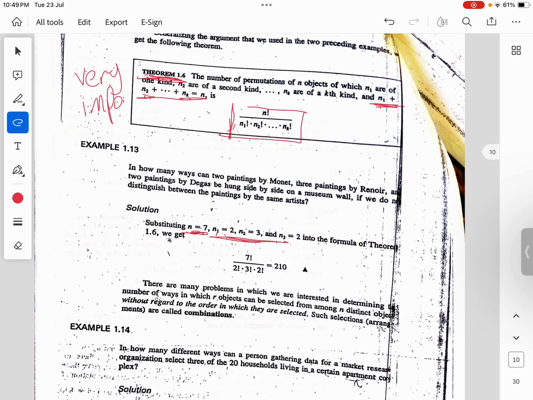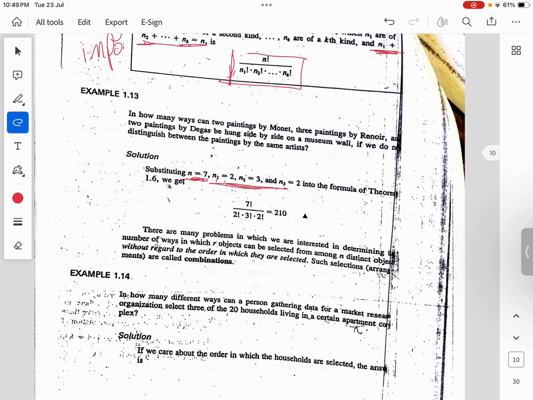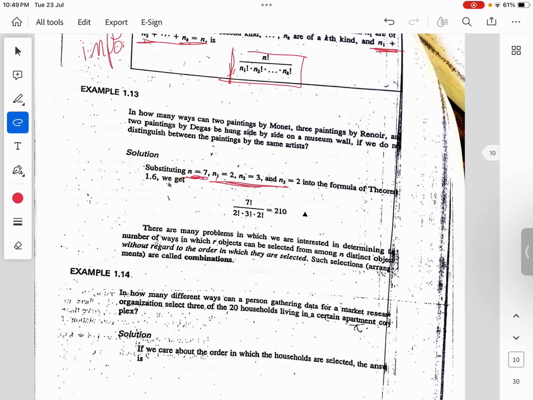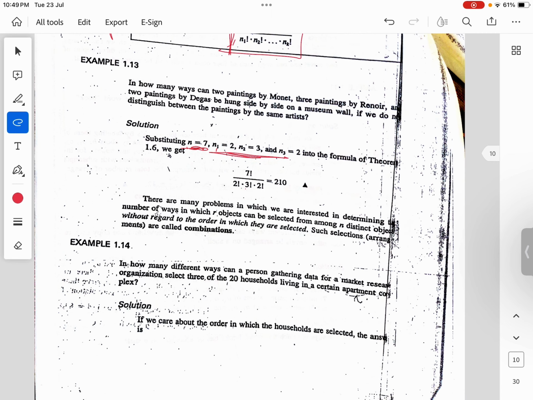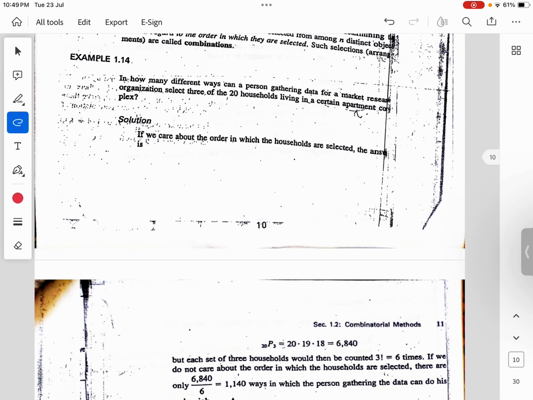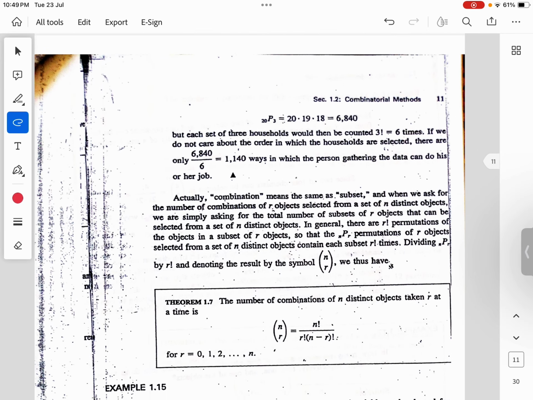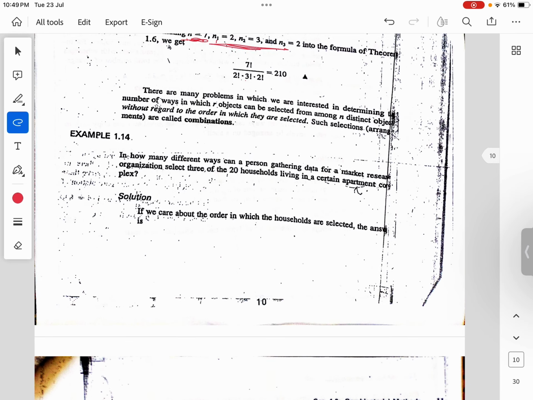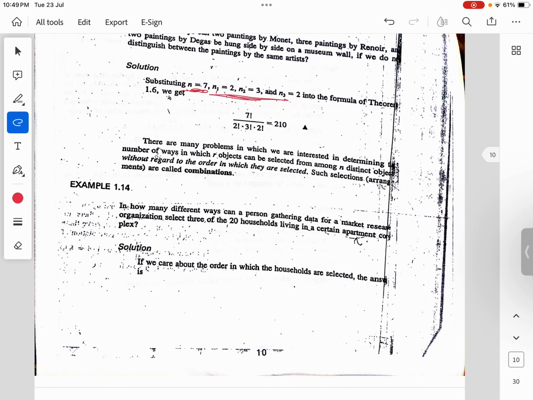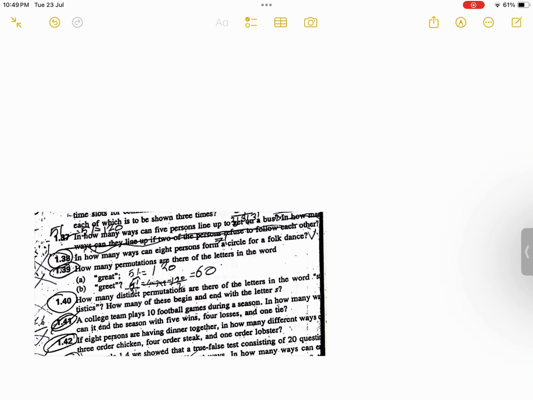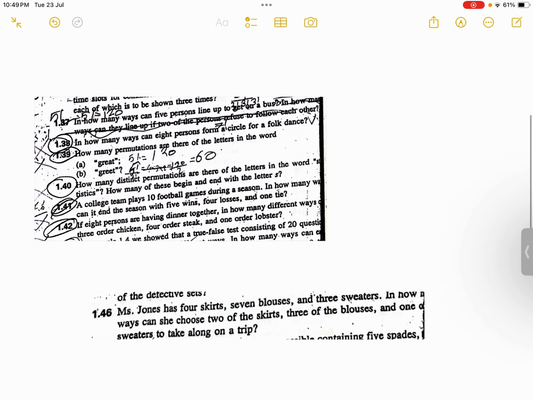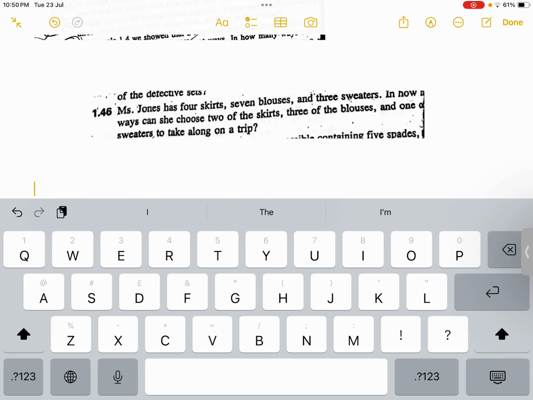Before we go to combination, I will solve some questions before we move to the other part, which is combination. Here, question number 13.